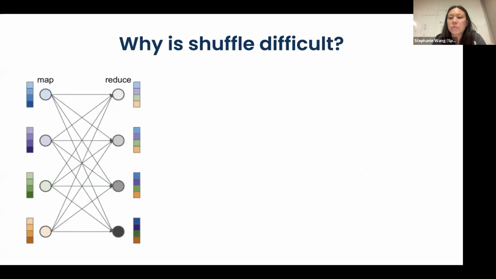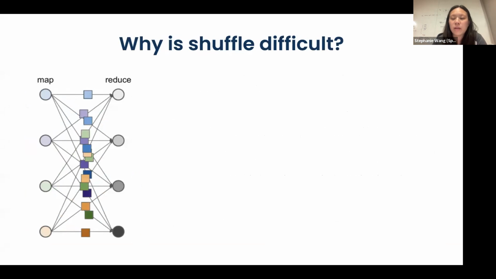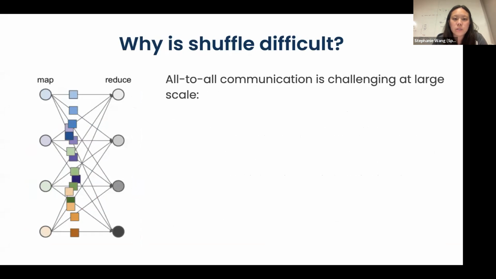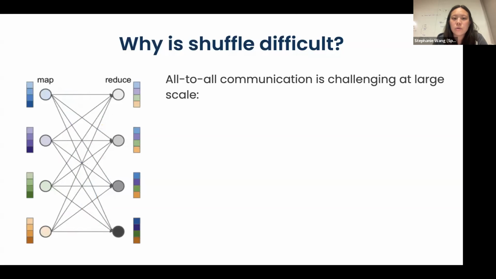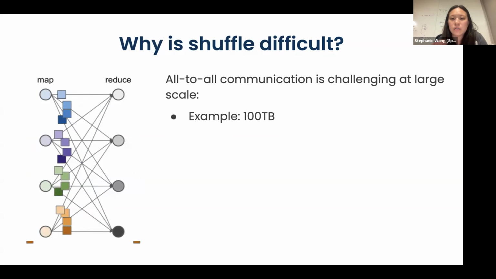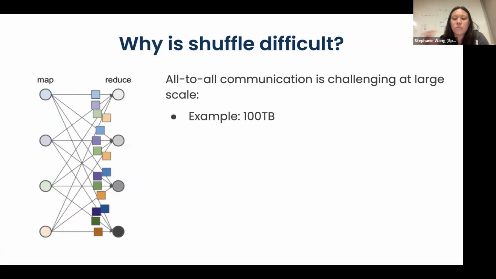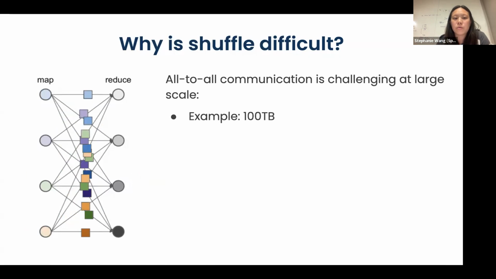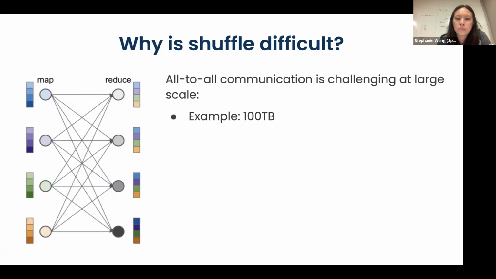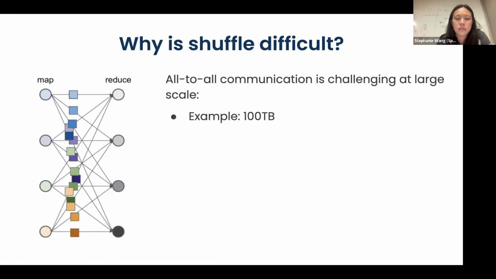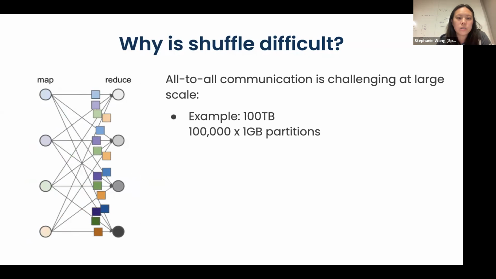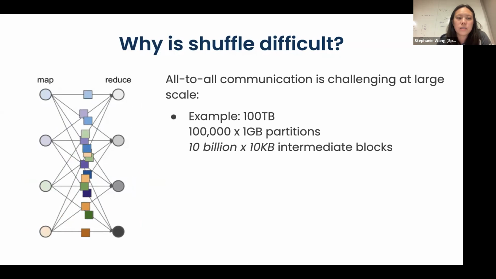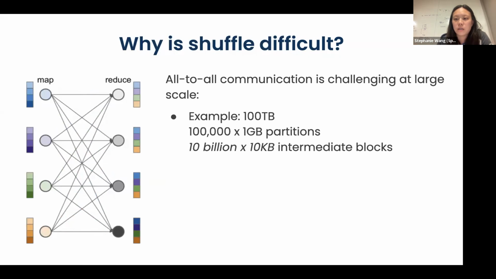So many of us have probably written a MapReduce-like program in Python before. So what actually makes this problem difficult? The main problems actually come at large scale. And the intuition for this is that as the total data set size grows larger, the number of intermediate blocks that you have to transfer between the map and reduce nodes is also going to grow quadratically. So for example, let's say we have a 100 terabyte data set and we're going to use 1 gigabyte partitions. If we do this naively, we could end up with 10 billion intermediate blocks, and each one of these is only going to be 10 kilobytes.